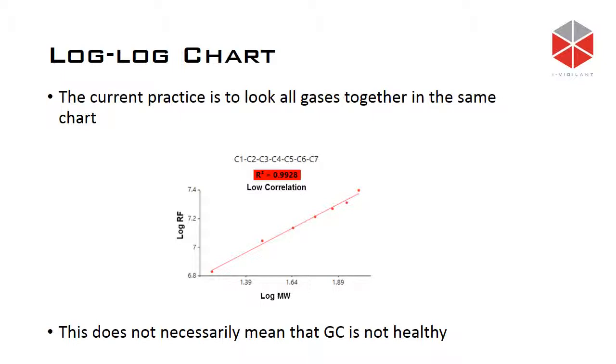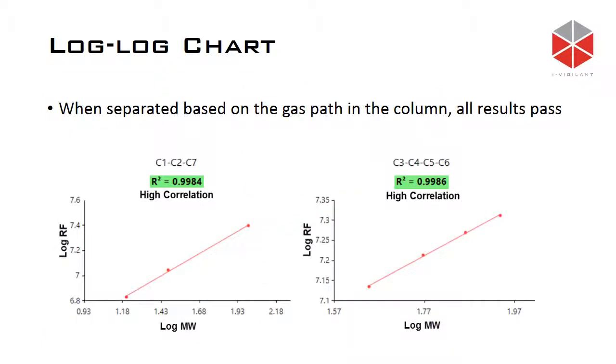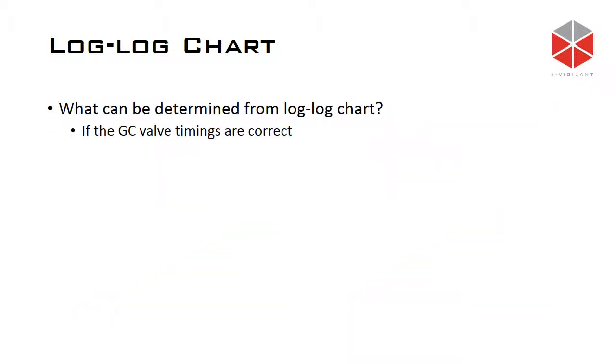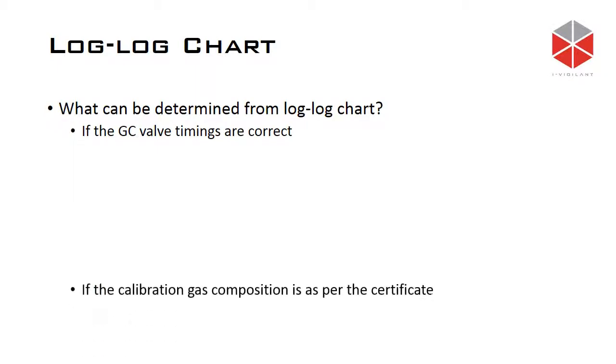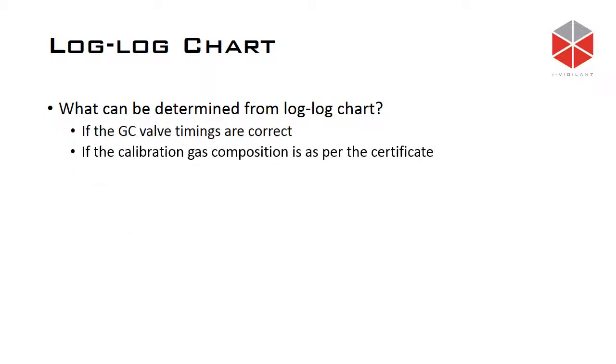So this chart here, as we see it, does not necessarily mean that the GC is unhealthy, although the correlation failed. In fact, when separated into the two components, one measured when valve three is on, and the other measured when valve three is off, all of the correlation is showing a very, very high correlation, which means that the GC is good. Now, what we can determine from the log-log chart first is whether the valve timing is right or wrong. And then the second thing is whether the calibration gas composition is as per the certificate.